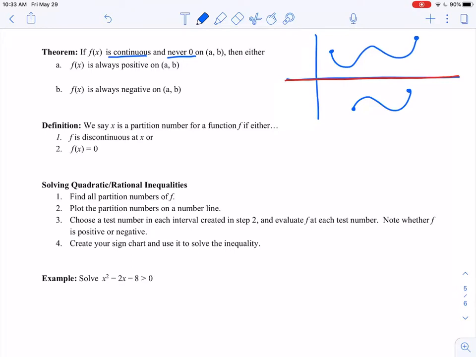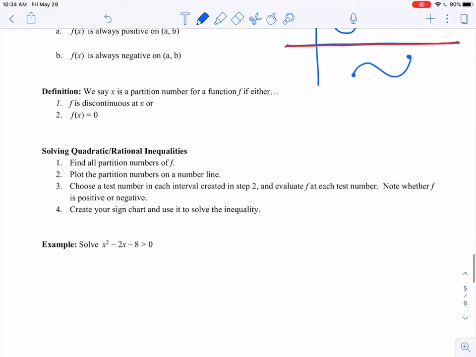We also need a definition here. So we say that x is a partition number for a function f if either f of x is discontinuous at x or f of x is equal to 0. So if your function has a discontinuity at that point or the function is equal to 0, that's what we call a partition number. So I'm going to use these two ideas together to help me solve quadratic and rational inequalities.